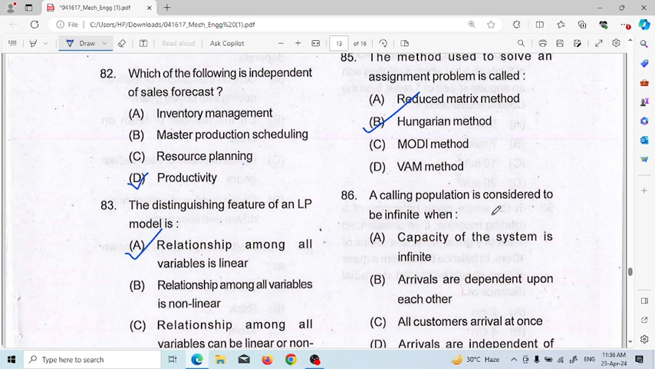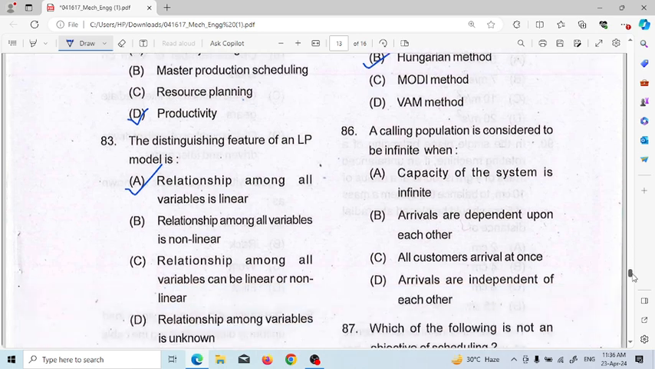A calling population is considered to be infinite when the capacity of the system is infinite, arrivals are independent of each other, or all customers arrive at once. Option D is arrivals are independent of each other. So a calling population is considered to be infinite when arrivals are independent of each other. So option D is the correct answer.